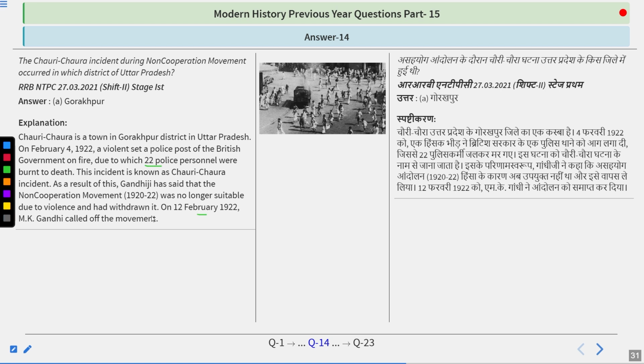On 12th February 1922, Mohandas Karamchand Gandhi called off the movement, and because of that, he was heavily criticized all over the nation, and people chose different paths apart from Gandhiji. A lot of revolutionaries started the party called the Hindustan Republican Association. The Swaraj Party was also established in 1923.